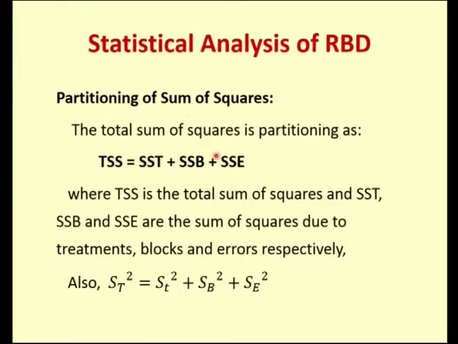And let us partition the total sum of squares present in the data under this RBD. So, it is partitioned as TSS is equal to SST plus SSB plus SSE, where TSS is nothing but total sum of squares and SST is sum of squares due to treatments, SSB is sum of squares due to blocks, and SSE is nothing but sum of squares due to error. This could be written also as S_T squared, so capital S_T squared for total sum of squares is equal to small s_t squared for treatment sum of squares plus S_B squared for blocks plus S_E squared for error.